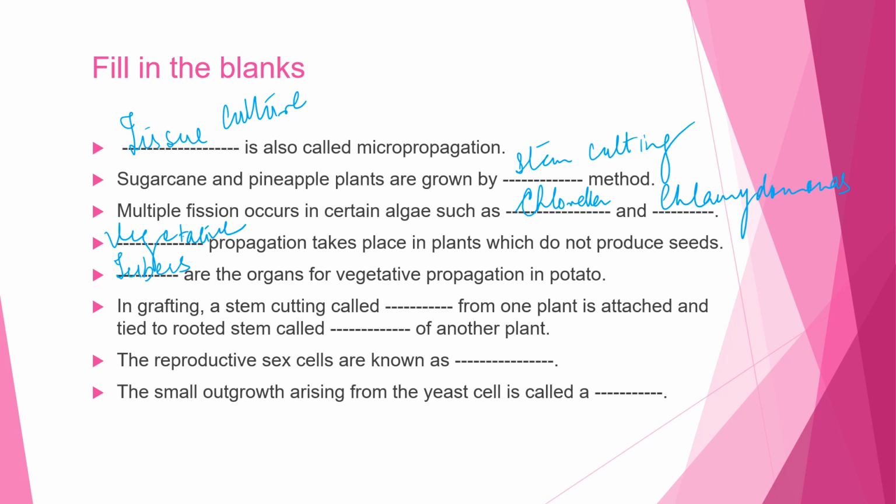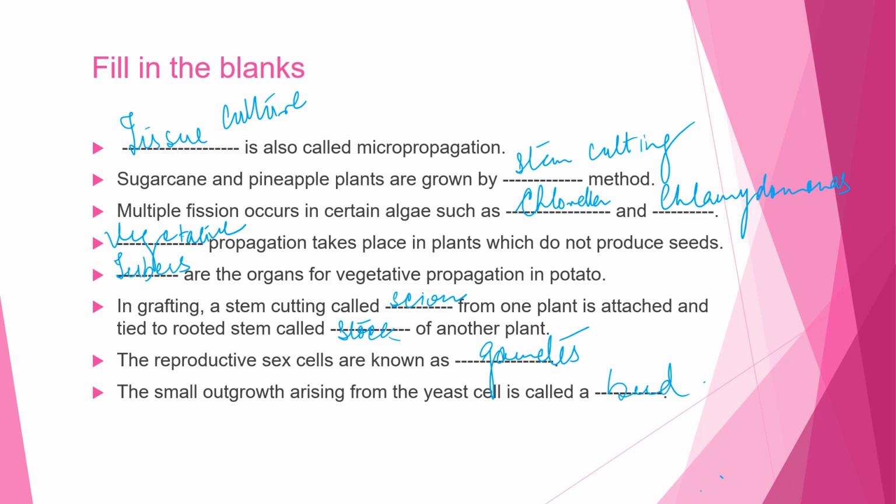Now in grafting, the stem cutting part is called the scion, from one plant, which is attached and tied to the rooted stem or stalk of another plant. Now the reproductive sex cells are also known as gametes. The small outgrowth arising from the yeast is called a, what is it called? A bud.